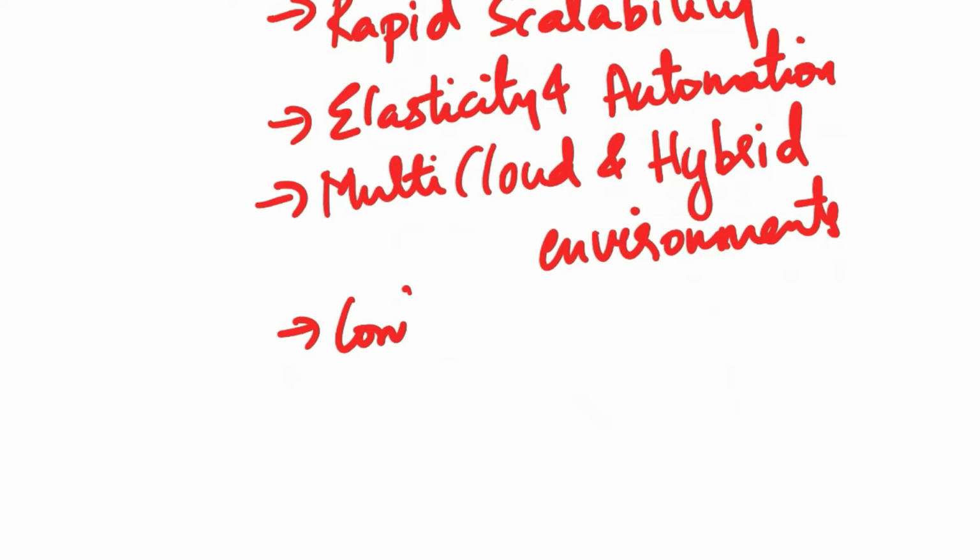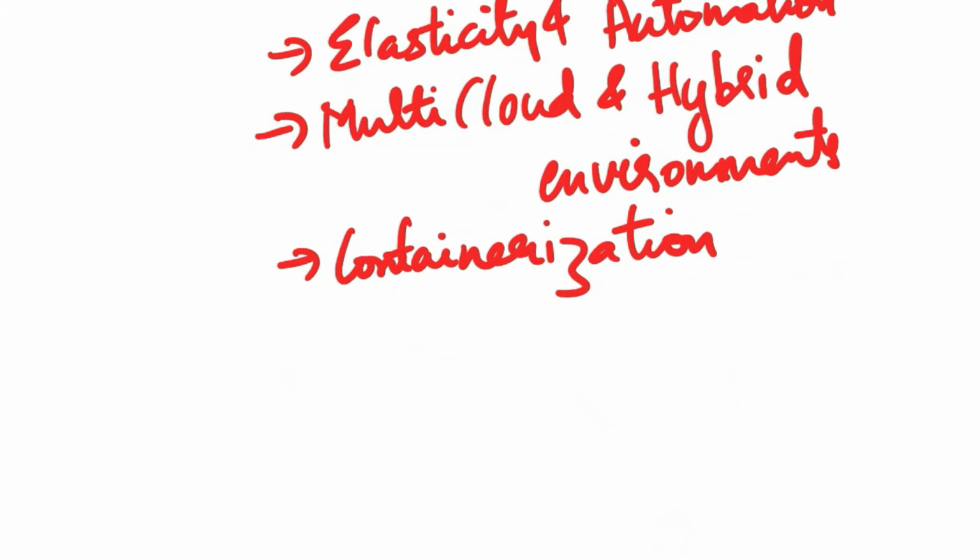Next, containerization. The use of containers such as Docker and Kubernetes is very common in cloud native applications. Containers can have their own set of vulnerabilities and require specialized tools for scanning and assessing container images and configurations.